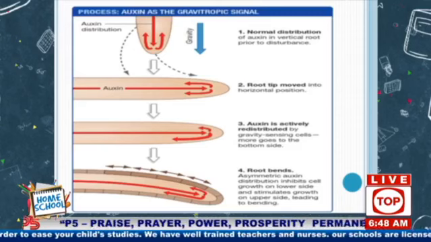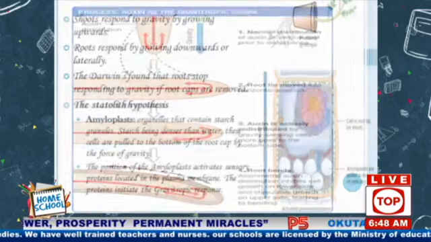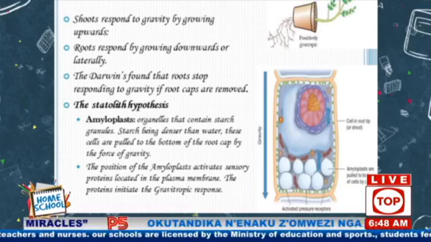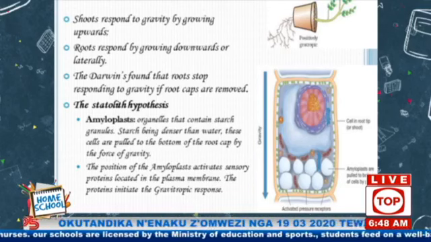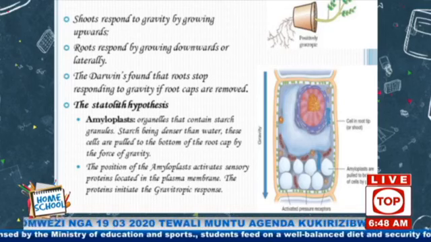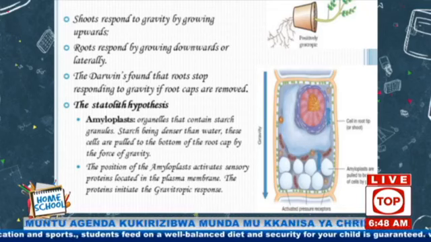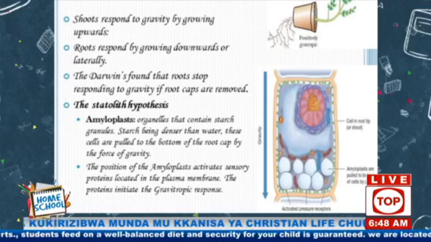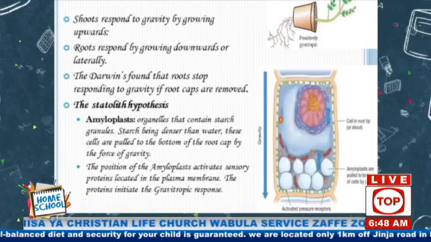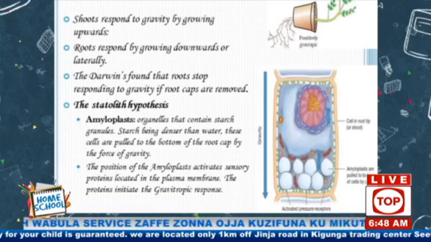It's very, very important. Take me back to the previous slide, please. When we look at the previous slide, I have talked about the statolith hypothesis. What do you need to know about geotropism? Geotropism is response to gravity. And the major hypothesis we look at under geotropism is the statolith hypothesis. The statolith hypothesis talks about cells in roots that contain special cells that have amyloplasts, organelles that are concentrated with starch, organelles that contain starch granules. These starch granules are pulled by gravity.